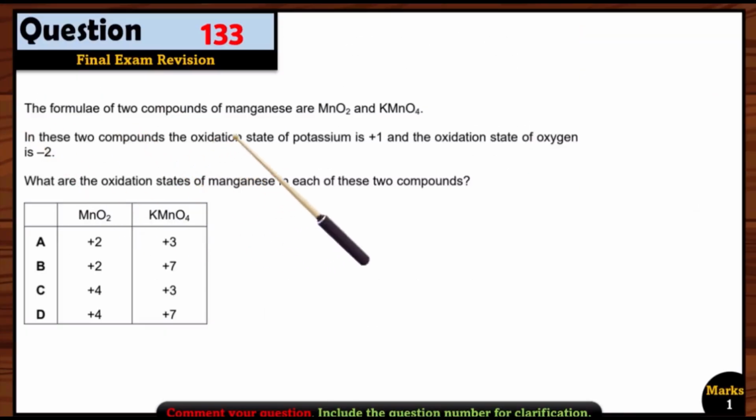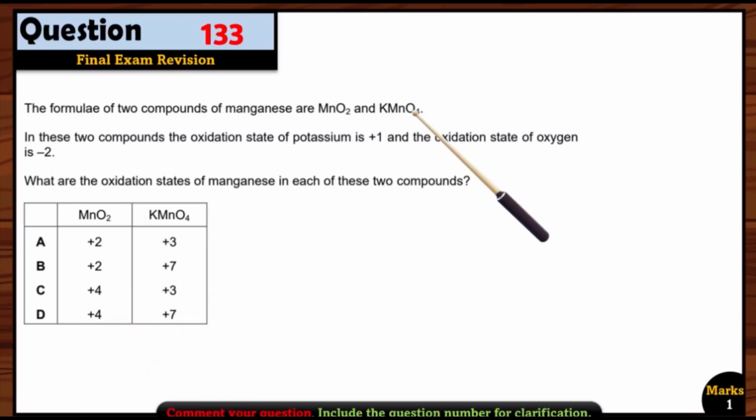Question 133. The formulae of two compounds of manganese, MnO2 and KMnO4, are shown. In these two compounds, the oxidation state of potassium is +1 and the oxidation state of oxygen is -2. What is the oxidation state of manganese in each of these compounds? If you see over here, O is -2, right? But we have 2 oxygens here, so it is -4. So manganese should be +4 to make it neutral, right? To make the compound neutral, the negative and positive charges should be equal. So if it is -4, manganese should be +4. So for MnO2, we have +4. Both are right, C and D.